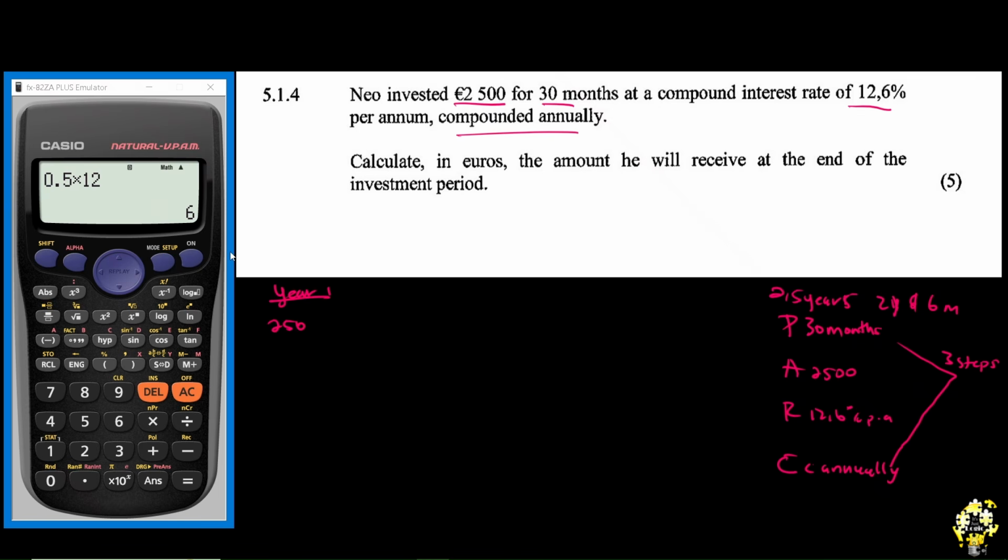Principal, 2,500. What do we multiply it with? So it says it's 12 over 6 multiplied by 12 over 12. So let's come here. 2,500 multiplied by 6 over 100, and also multiplied by 12 over 12.